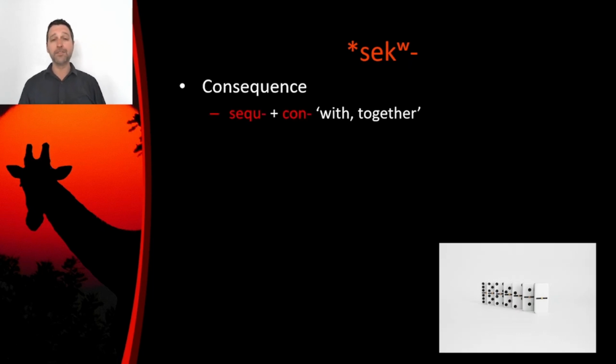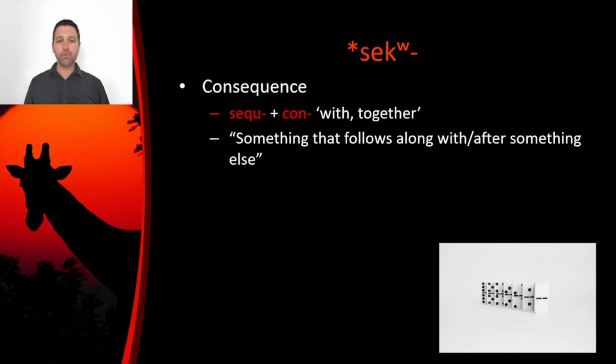They already had these compounds in the Latin language. So for instance, if you put the prefix con, which means with or together, onto sekw, you get a consequence, which is literally something that follows along with or after something else. That's all a consequence is, essentially.